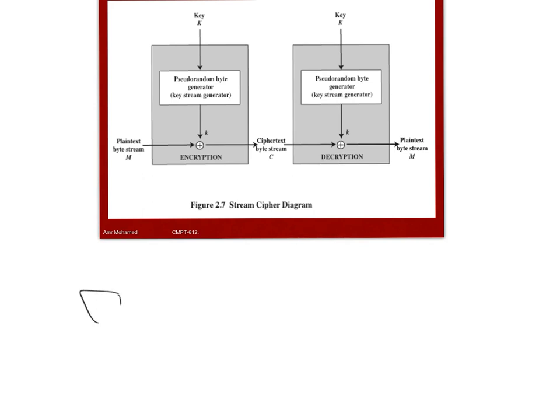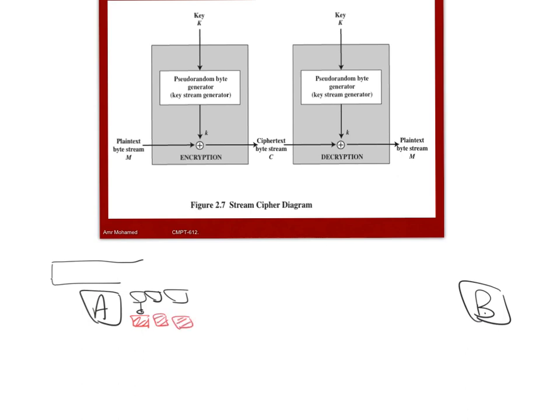So we have Alice, and we have Bob. Alice has a very, very large document. Alice breaks that into blocks. Each of these blocks gets transformed into a cipher block. Then these cipher blocks get transmitted to Bob, and Bob converts them back using the decryption algorithm, assuming that they have the same key. So this is the block cipher.